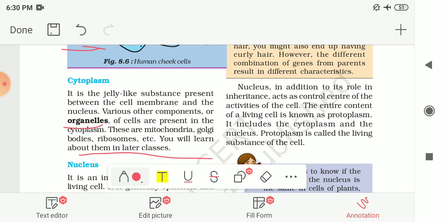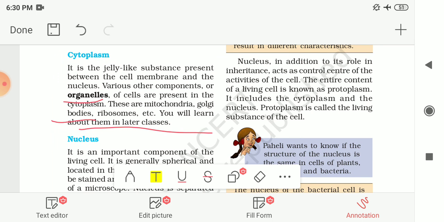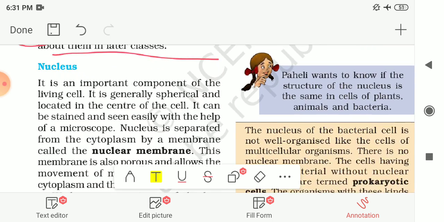In the cytoplasm, other organelles are also present, and these are the mitochondria, Golgi bodies, ribosomes, etc. You will learn about these other organelles in higher classes. Here you only have to remember that the other organelles that are also present in the cytoplasm are mitochondria, Golgi bodies, ribosomes, etc. Next one is the nucleus.